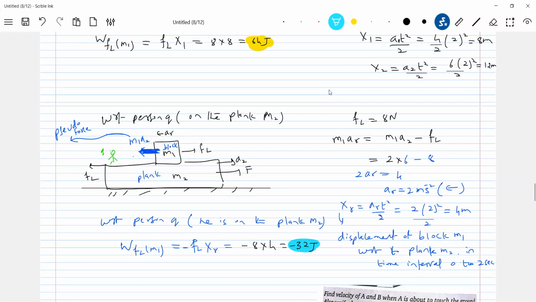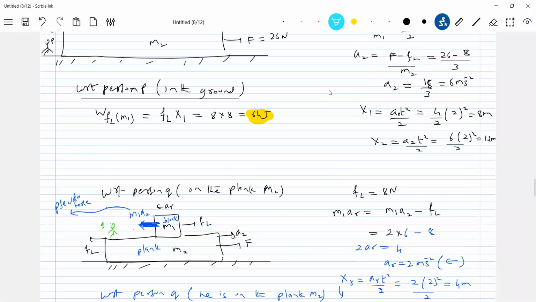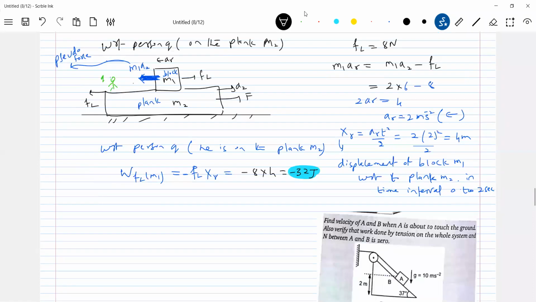What is the work done by the applied force? I think that was the question that was asked. No, I think we left that. We didn't bother, so I'll just put it here. We'll just conclude that one. Work done by the applied force with respect to what? With respect to the ground. It should be equal to F into X2.